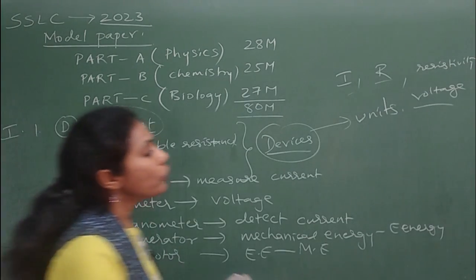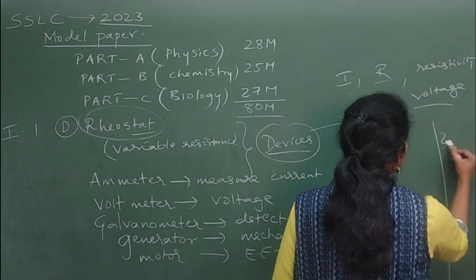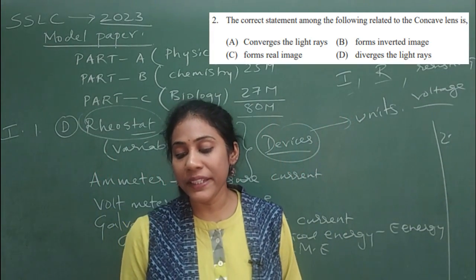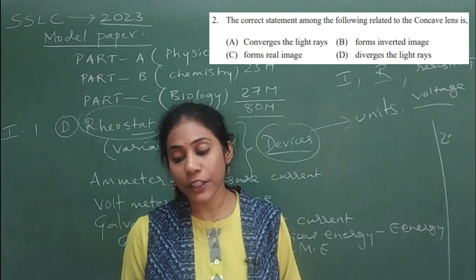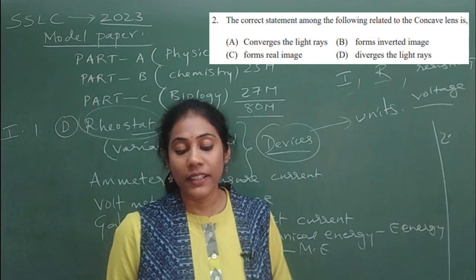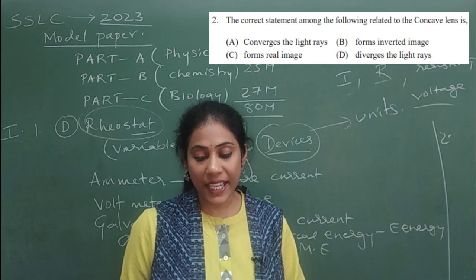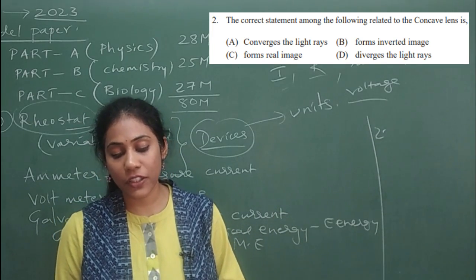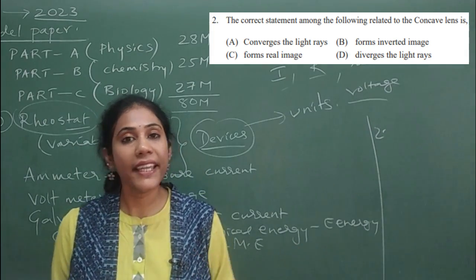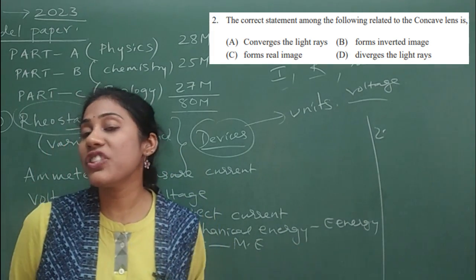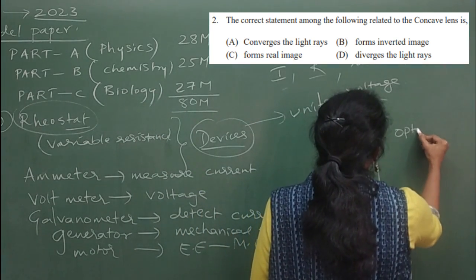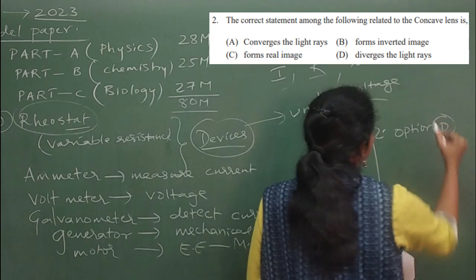And coming to question number 2, the same multiple choice questions. The correct statement among the following related to concave lens. They have given 4 options: concave lens converges the light rays, forms inverted image, forms real image, diverges the light rays. So concave lens actually diverges the light rays, right? So here option D is the correct answer.